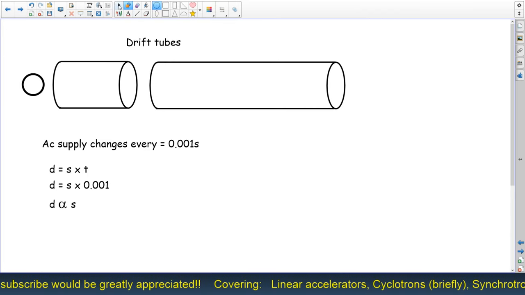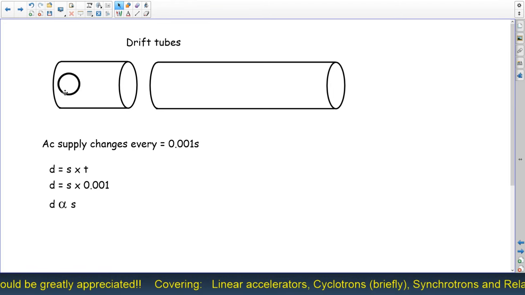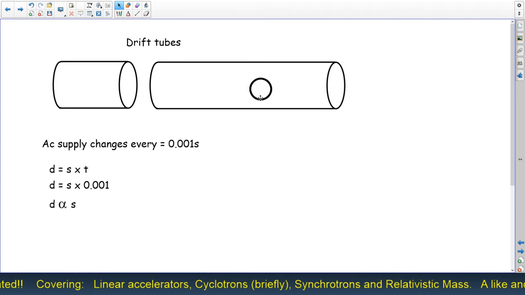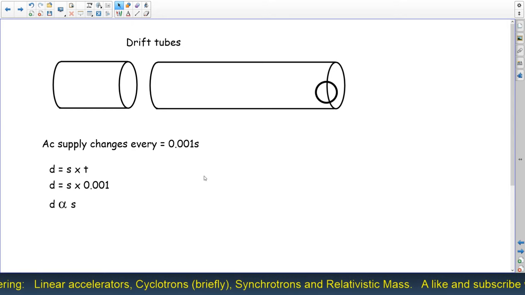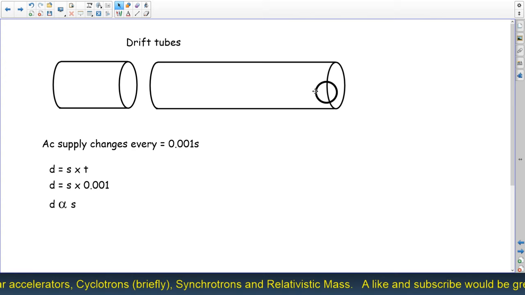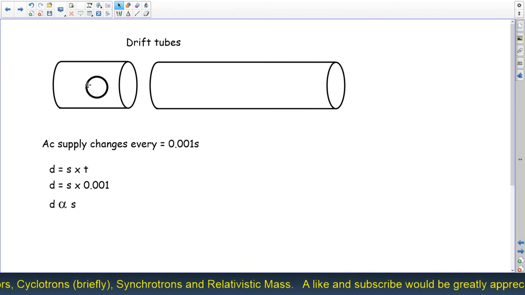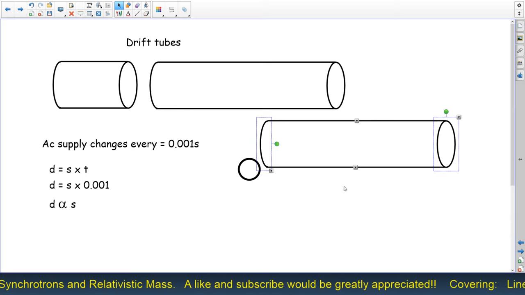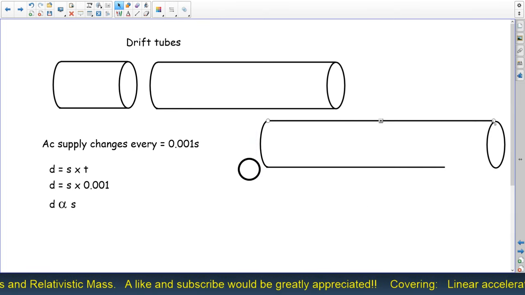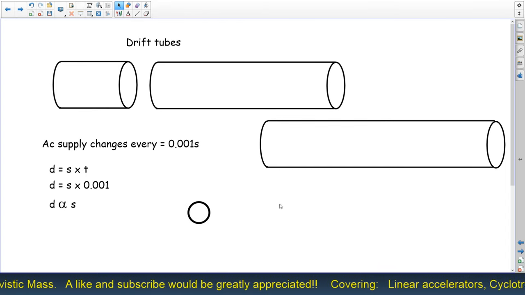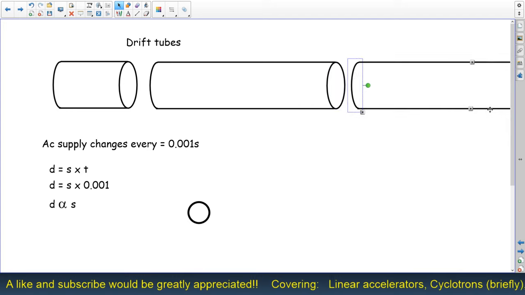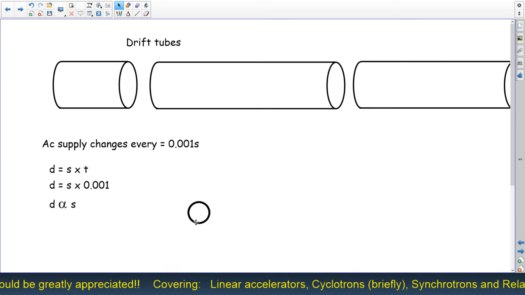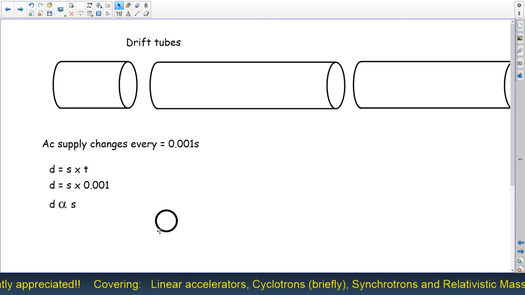But in this drift tube, it's, say, traveling quite slowly. So in 0.001 seconds, it will cover this distance. But in this drift tube, it's moving faster. So in 0.001 seconds, it will cover a greater distance. And this is the limitation of a LINAC, because this drift tube is short. This drift tube is longer. By extension, then, the next drift tube will have to be longer again. And as we get faster and faster and faster, my linear accelerator, which is in a straight line, gets longer and longer and longer. And very rapidly, we have a problem that we run out of lab.